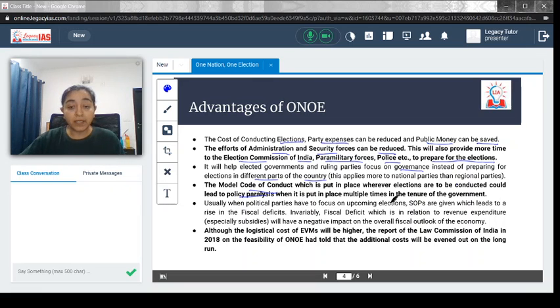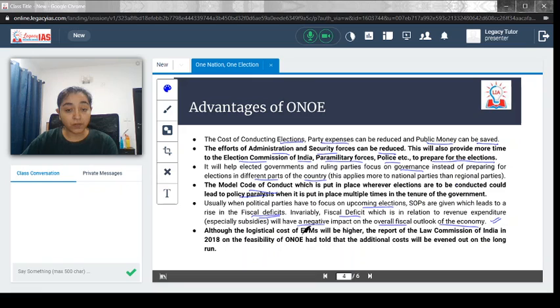Usually when political parties have to focus on upcoming elections, sops are given, which leads to a rise in fiscal deficit. Certain promissory schemes are launched just before the election, and because of it, government expenditure could skyrocket. Invariably, a fiscal deficit in relation to revenue expenditure will have a negative impact on the overall fiscal outlook for the economy. This could mean the government is not following fiscal discipline, and it could lead to macroeconomic instability. So this is again bad from the economic perspective also.